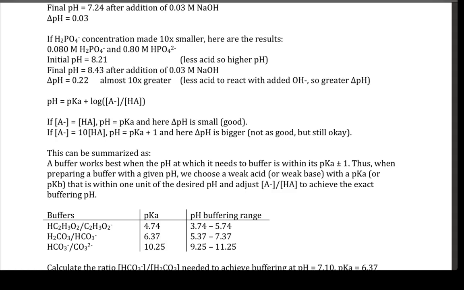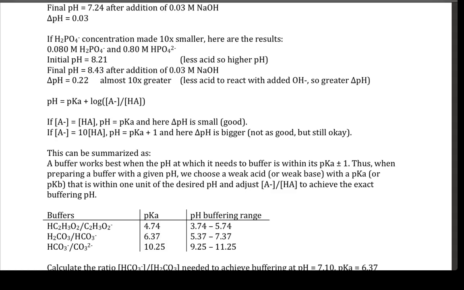So these results can be summarized as: a buffer works best when the pH at which it needs to buffer is within its pKa plus or minus 1. Thus, when preparing a buffer with a given pH, we choose a weak acid with a pKa that is within 1 unit of the desired pH. And we adjust the amount of A minus to HA to achieve the exact buffering pH.